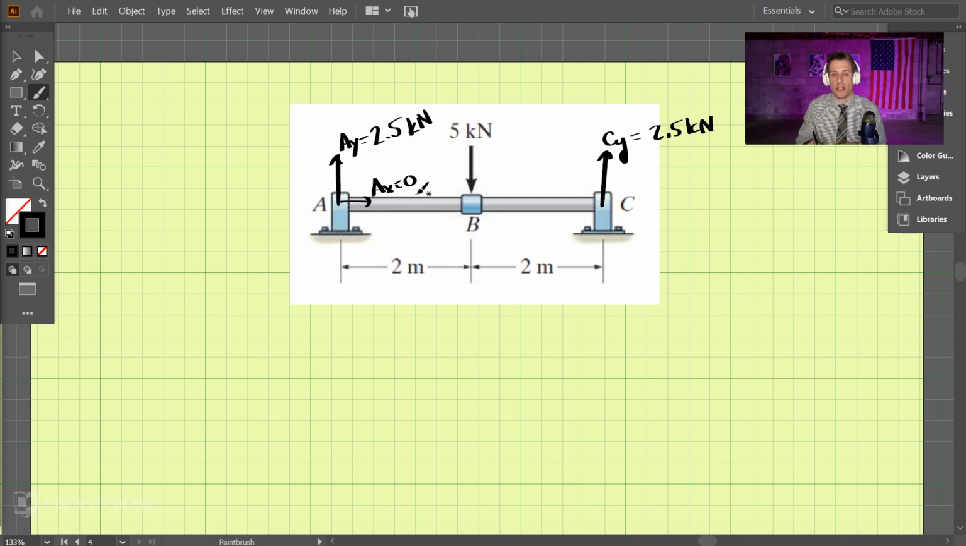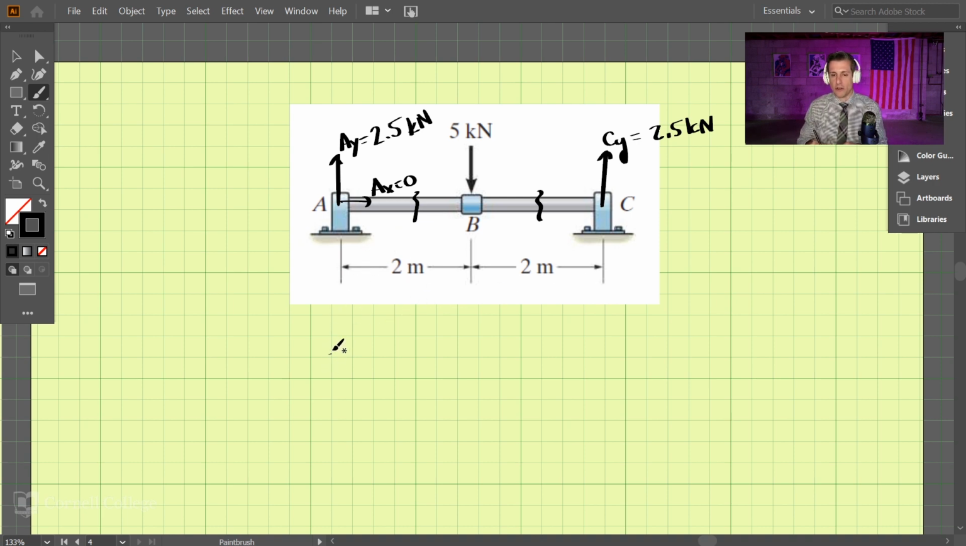So for example here, we need to break this in between A and B because there's a 5 kilonewton load applied at B, and then we need to break it in between B and C. So we have to perform this analysis in 2 steps here. If there are more loadings across here, we would have to perform more piecewise functions to get the entire shear and moment diagrams along the span of the beam. Okay, so here we go.